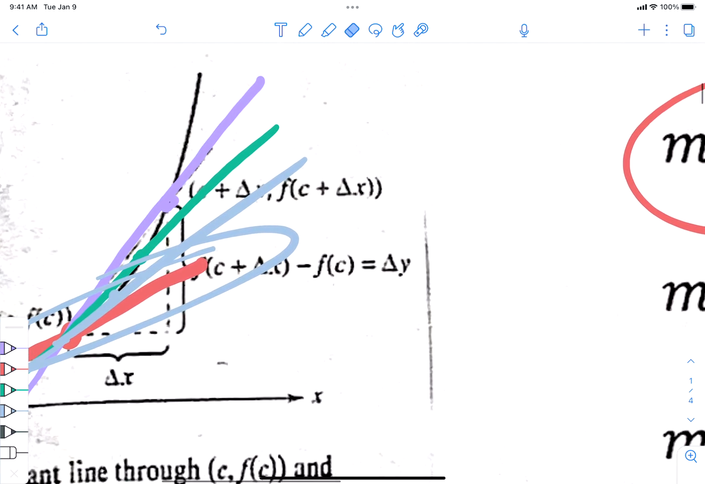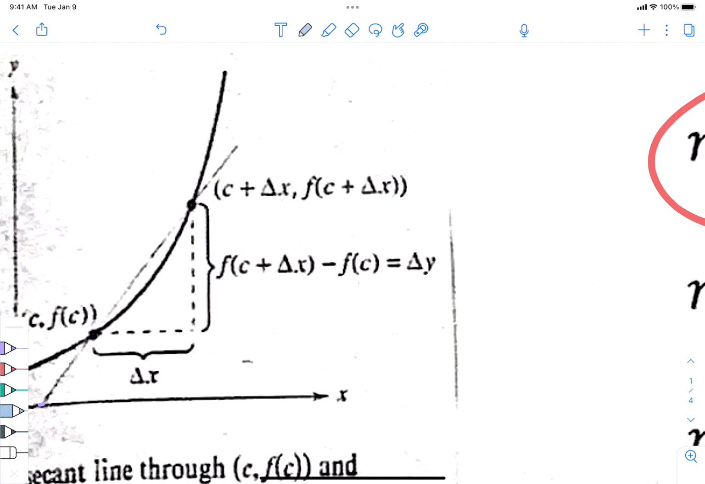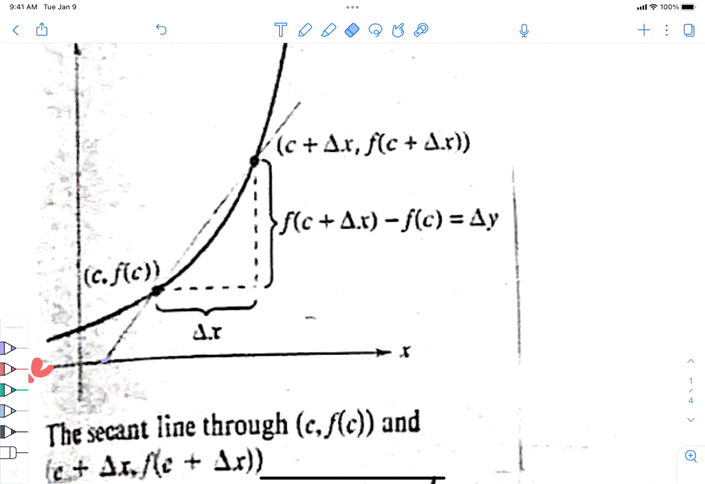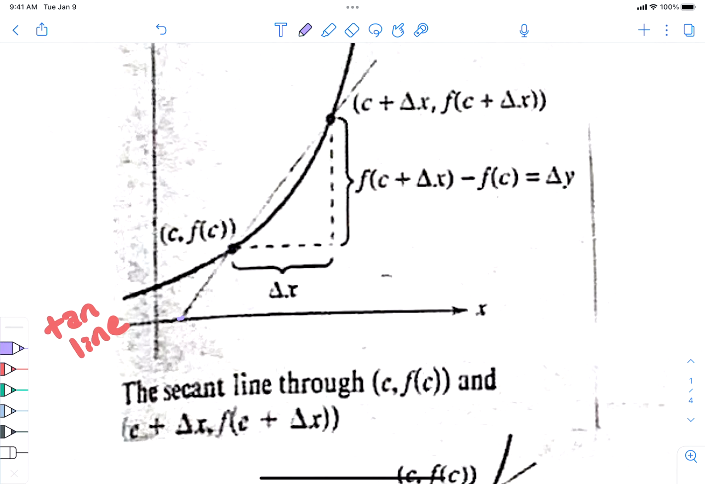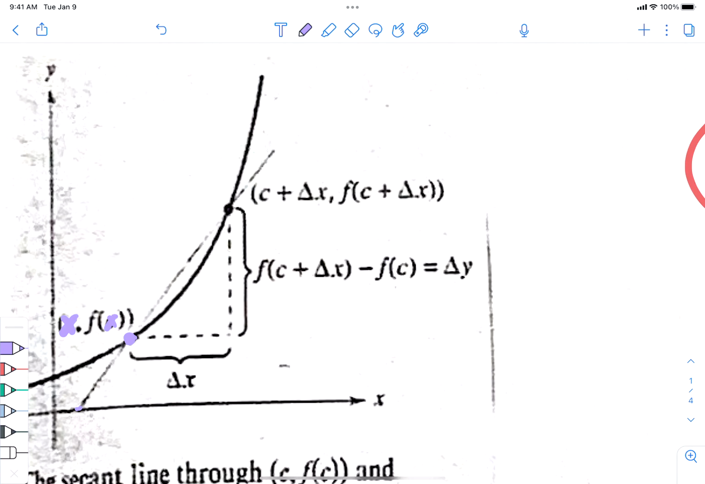So what we're going to do here is, let me erase all my junk, and I'm going to show you what points they have named here. Here's my original point, which they call C and f of c. They could call it x and f of x, where f of x is like the y coordinate. Then they want us to go over a certain amount, which they call the change of x. It's how much x is changing going over to the right.